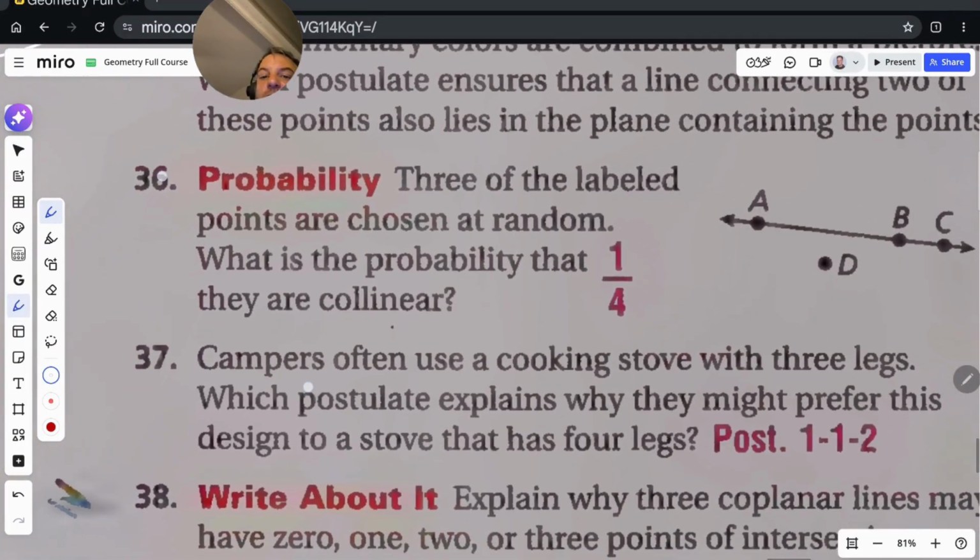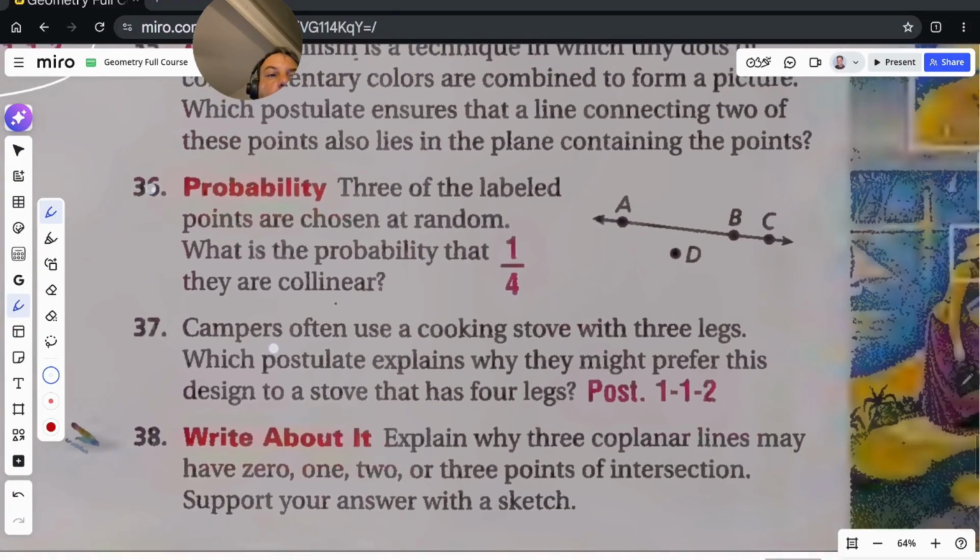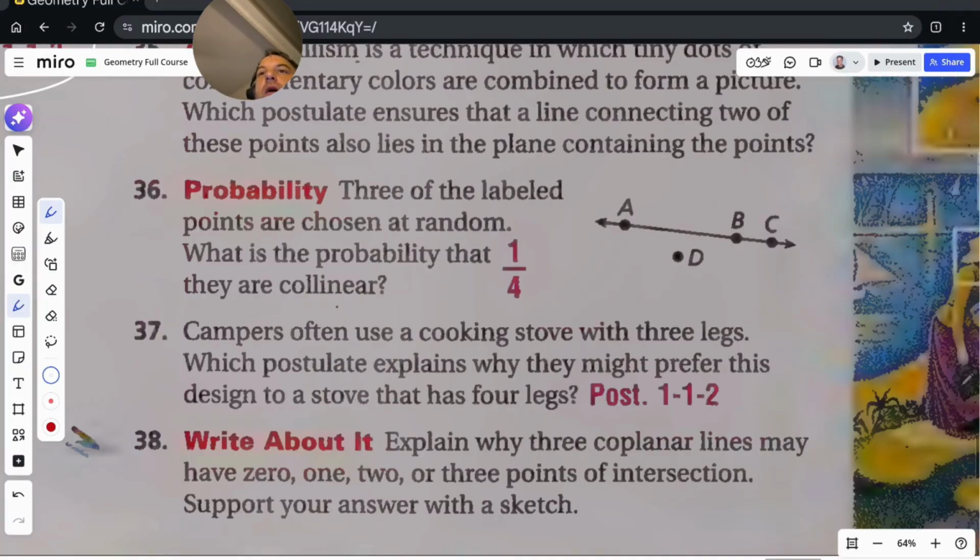All right, 36 is probability. 3 of the labeled points are chosen at random. What is the probability that they are collinear? All right, so 3 of the 4 labeled points, A, B, C, D, are picked at random. So we're going to count how many ways we can pick 3 of the 4 points, right?